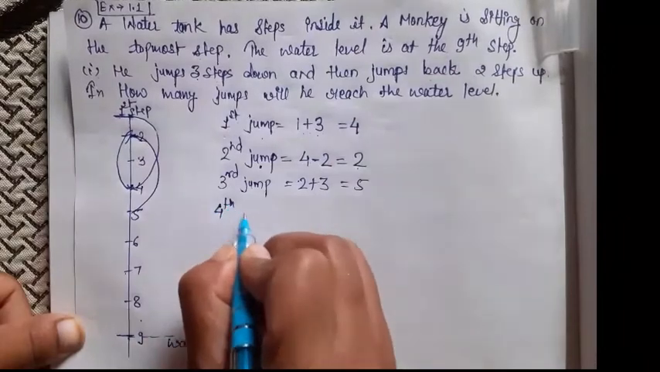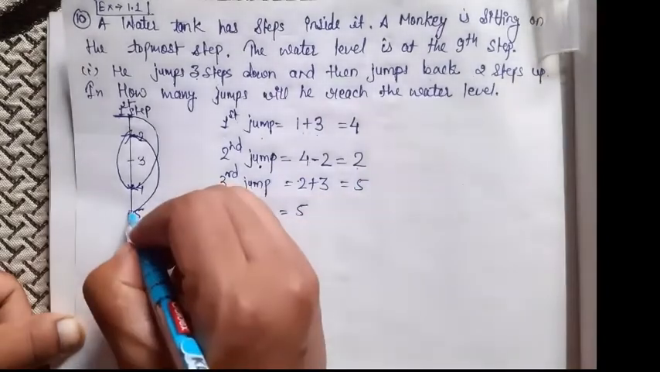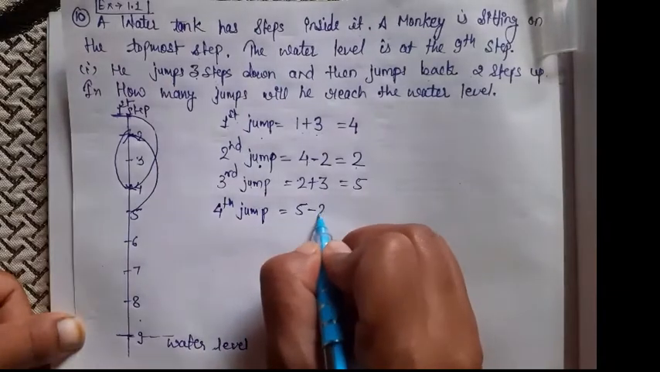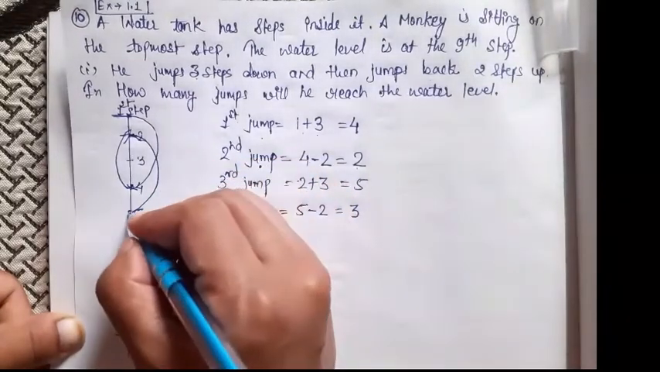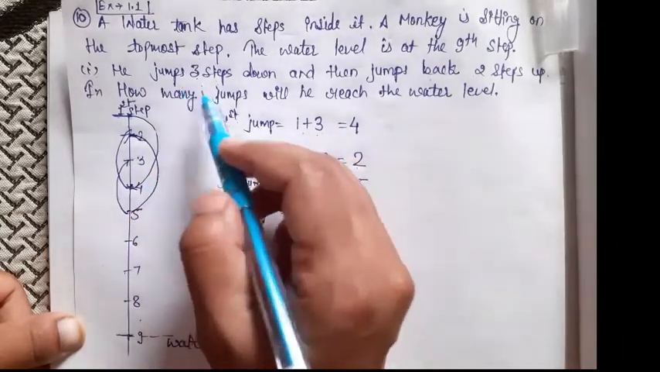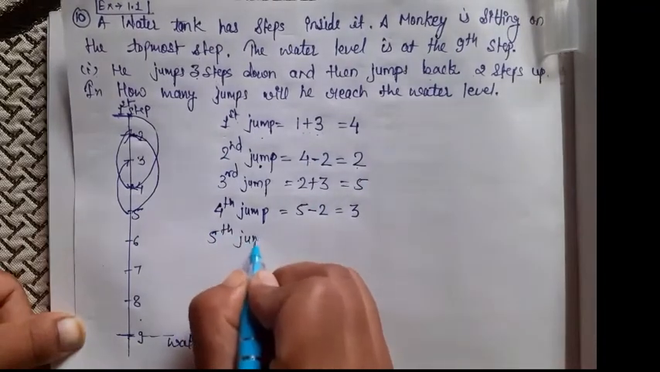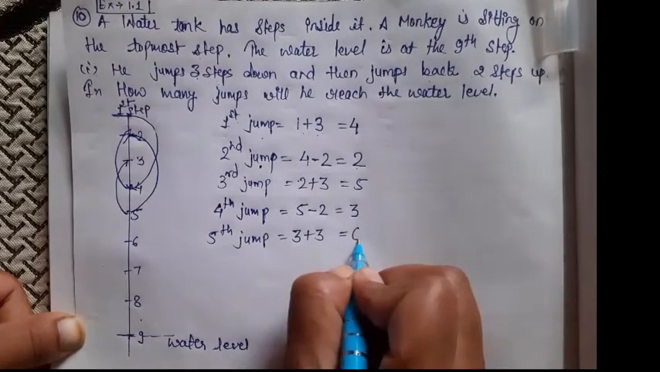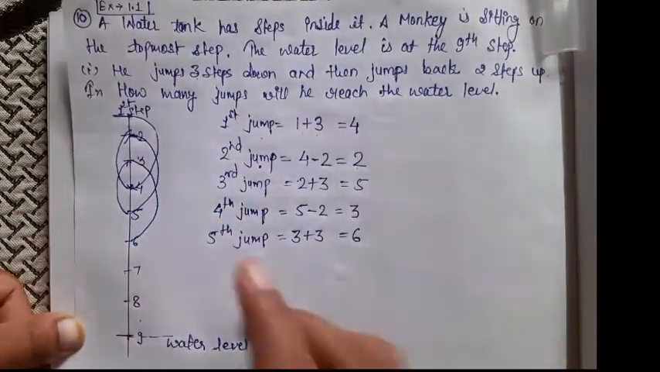And in 4th jump here we subtract, because in next jump he back 2 steps upside. So here 5 minus 2 means we get 3 here. It means he reached on 3rd step. Again he jumps 3 steps downward. So 5th jump we added 3. 3 plus 3 we get 6. Means here in next jump he reached on 6th step.